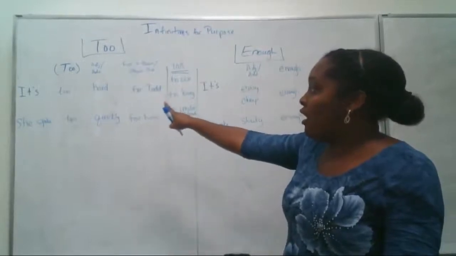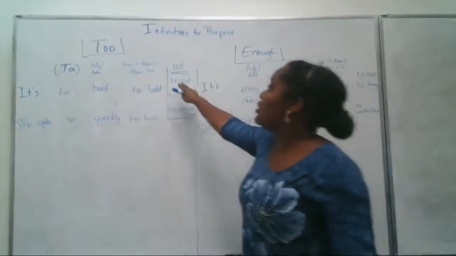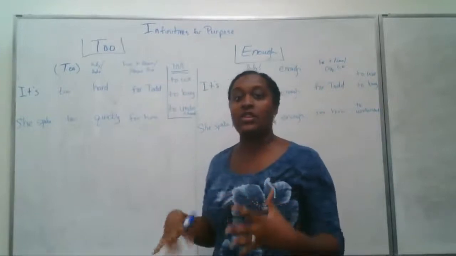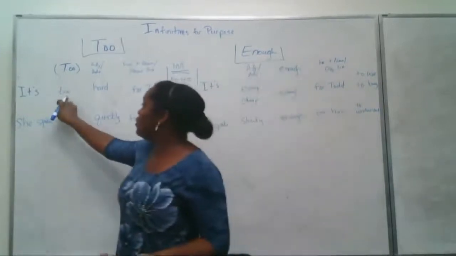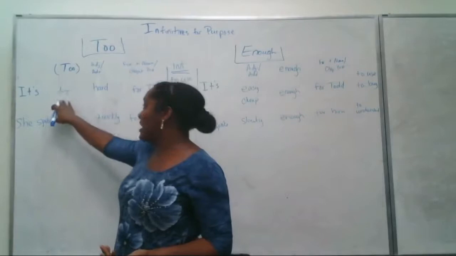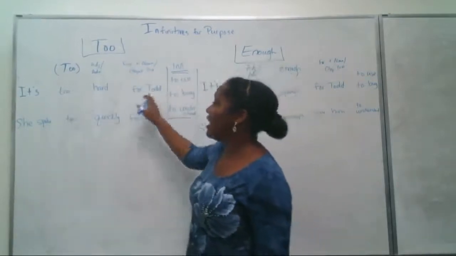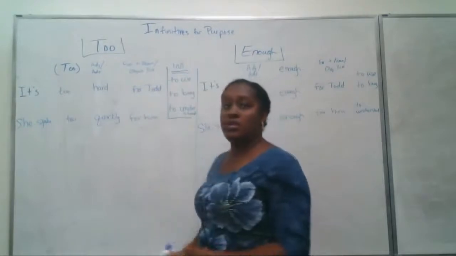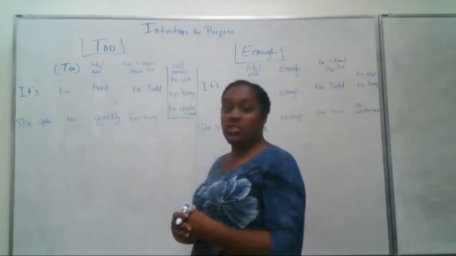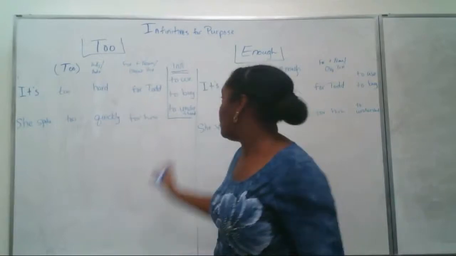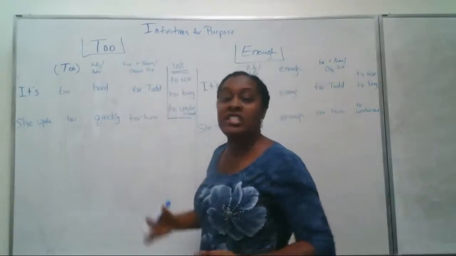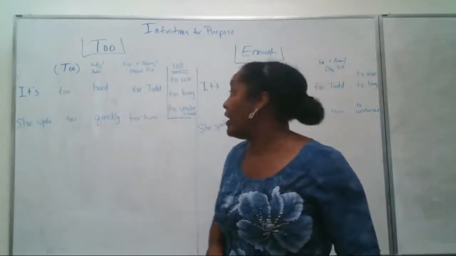It's too hard for Todd to use. So it's giving you a reason why. So it's too hard. When we say too hard, that's your reason. It's too hard for Todd to use, to buy, to understand. Okay, so your infinitive's here. But this sentence expresses a purpose, okay, a reason.